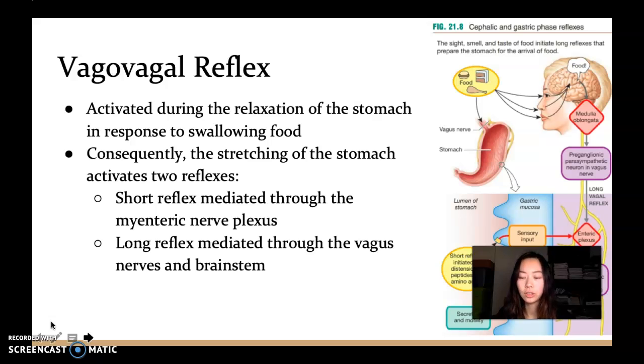A similar process occurs with the short reflexes, which are mediated through the myenteric nerve plexus located locally in the stomach. The distension of the stomach, secondary to the food bolus entering the stomach, causes stimulation of mechanical receptors in the gastric mucosa, and peptides and amino acids in the lumen of the stomach will additionally send a short reflex sensory signal to the myenteric nerve plexus to stimulate the target cells described with the long reflex, and the same chemicals will be secreted from the short reflex as with the long reflex.